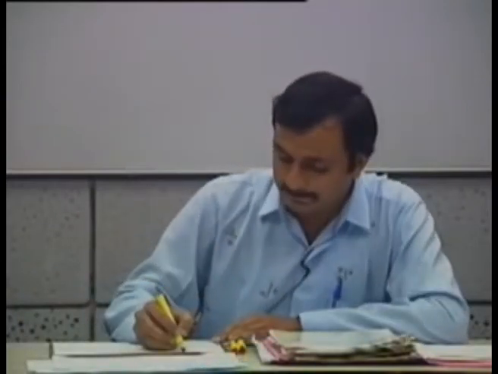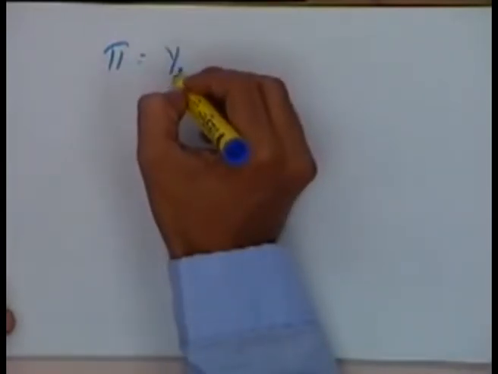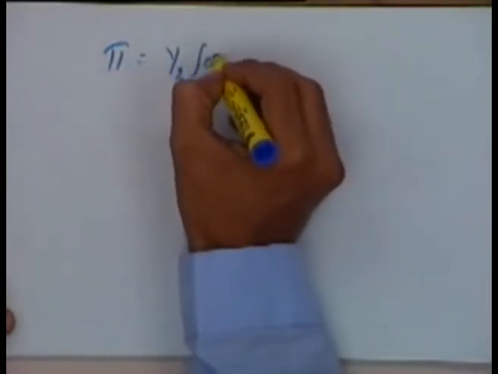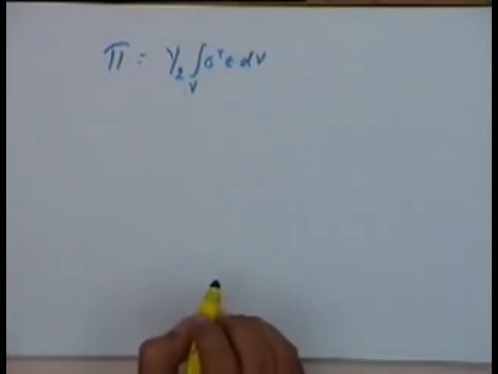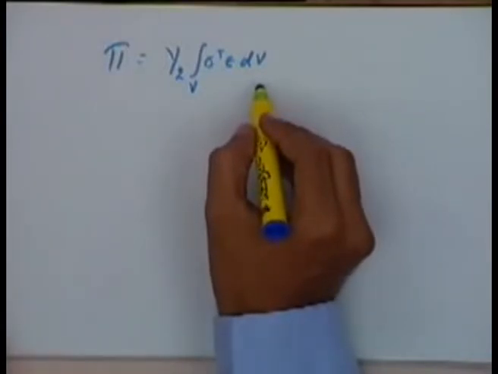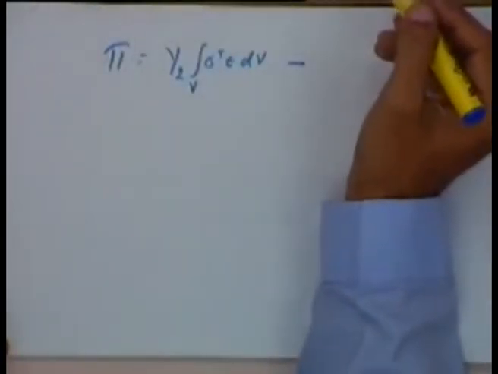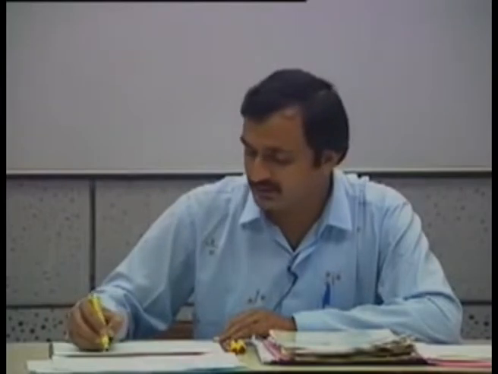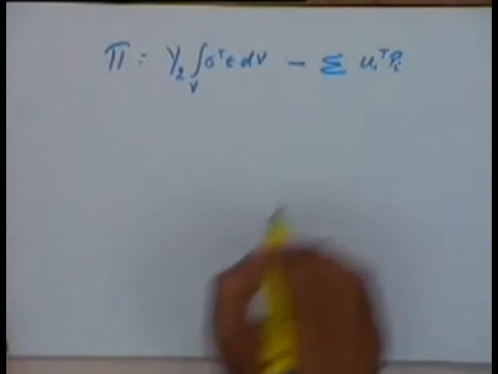So the potential energy pi is equal to half of the volume integral of sigma transpose epsilon dV. This is the strain energy component, plus the work potential. In this case there are no body forces and no tractive forces, we only have a point load. So that will become minus sum of ui transpose Pi.